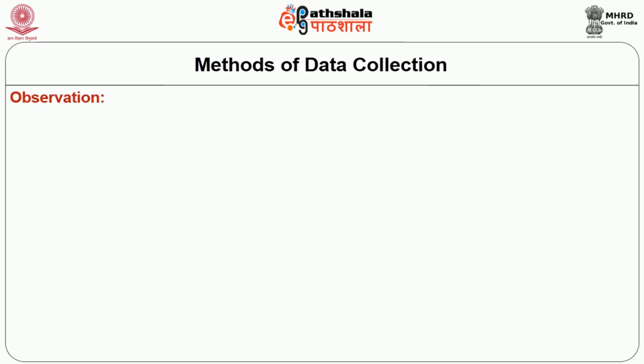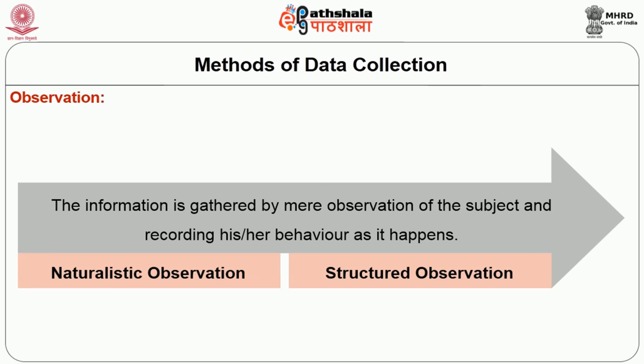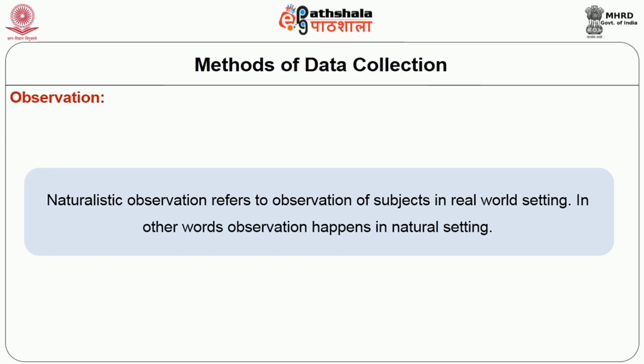On to the first method called observation. As the term indicates, the information is gathered by mere observation of the subject and recording his or her behavior as it happens. This method is again divided into two, namely naturalistic and structured observation. Naturalistic observation refers to observation of subjects in a real world setting. In other words, observation happens in a natural setting without any manipulation.